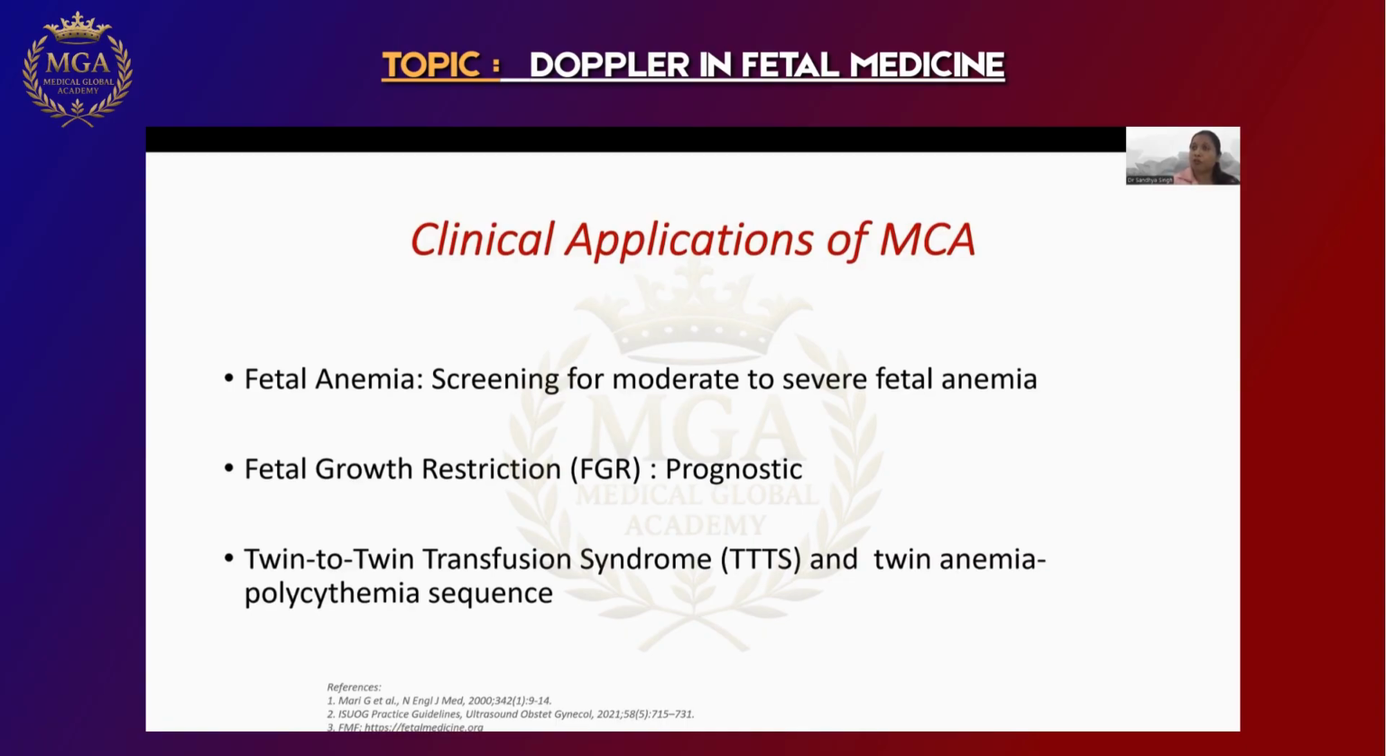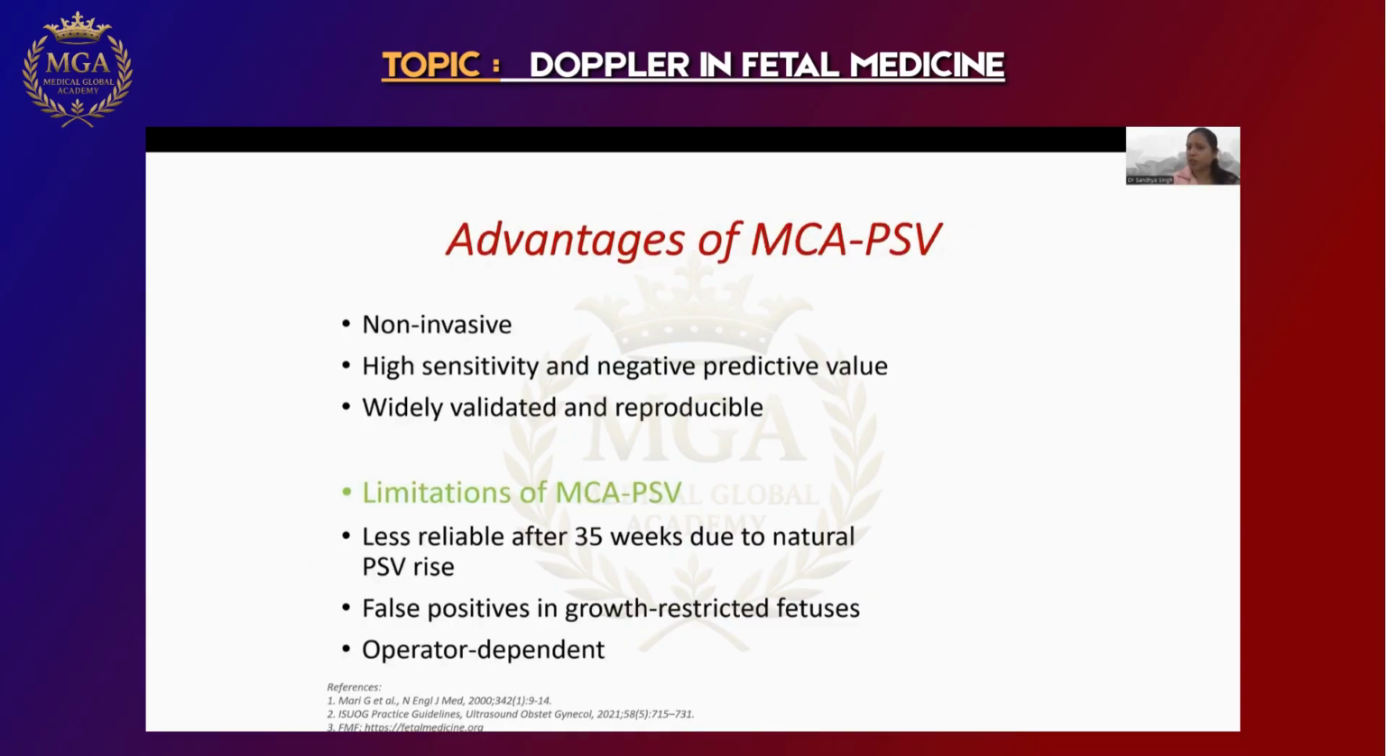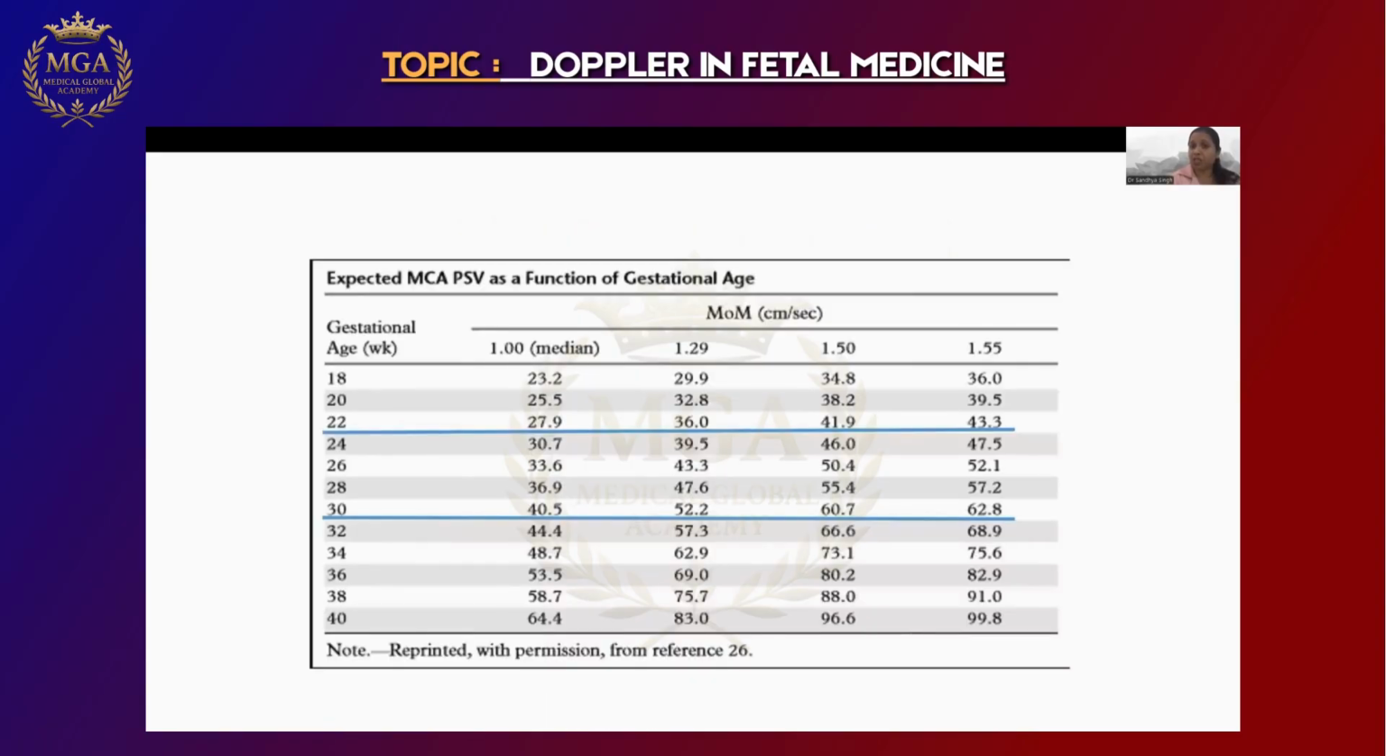Okay. So if we talk about the clinical application of anemia, how do we do it? We just have to calculate the same MCA. The way you do MCA, just do it like that. Put the color box, put the pulse wave Doppler, you will get the MCA PSV. If this MCA PSV is more than 2 times the gestational age, then you should be worried about anemia. For example, at 22 weeks, if it is more than 44, you have to be concerned that the baby is having anemia. At 30 weeks, if it is more than 60, you have to be concerned that it is going to have anemia. Twice the gestational age is the cutoff which we take to classify whether the baby has anemia or not.